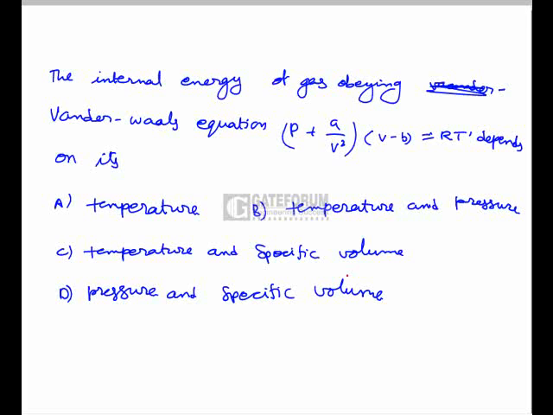The internal energy of a gas obeying van der Waals equation (P + a/v²)(v − b) = RT depends on its. Here the options are temperature, temperature and pressure, temperature and specific volume, pressure and specific volume. Actually, van der Waals equation represents a real gas. It is not an ideal gas. But for an ideal gas, internal energy is a function of temperature only. But as it is a real gas, it is a function of two independent properties. So here the two independent properties are temperature and pressure. And in the options, the right option is B.